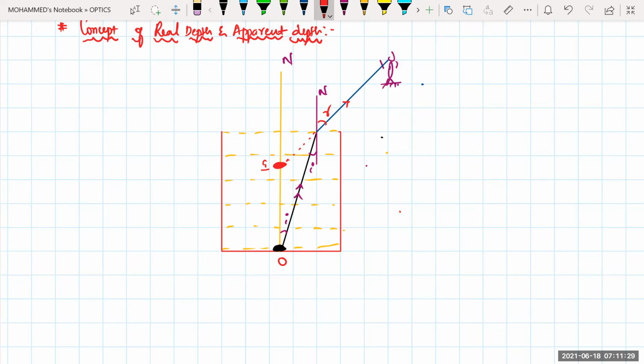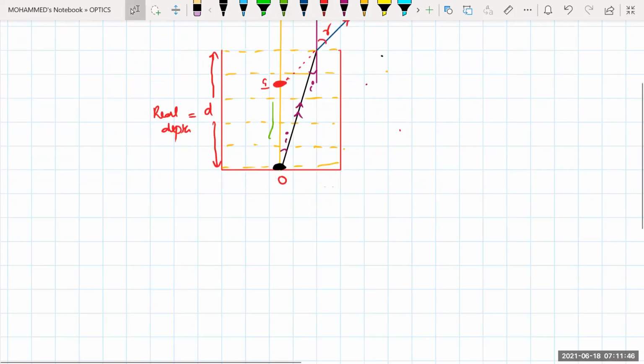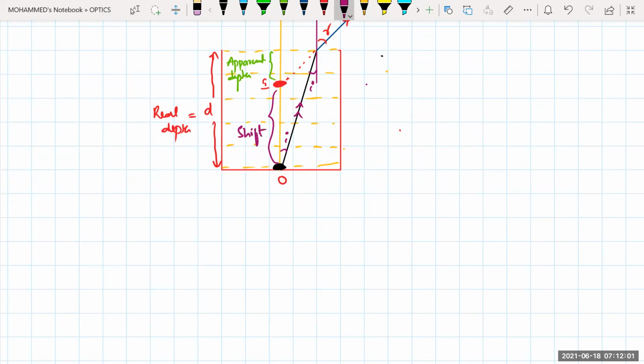Now the actual depth of this is equal to, say, d. From here to here, d is nothing but the real depth of the object. But for me, it appears to be raised. So this distance is known as the apparent depth. And from here to here, this is the shift in the image, which I represent by S.